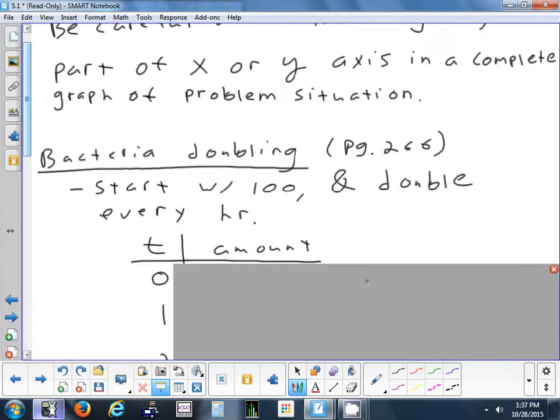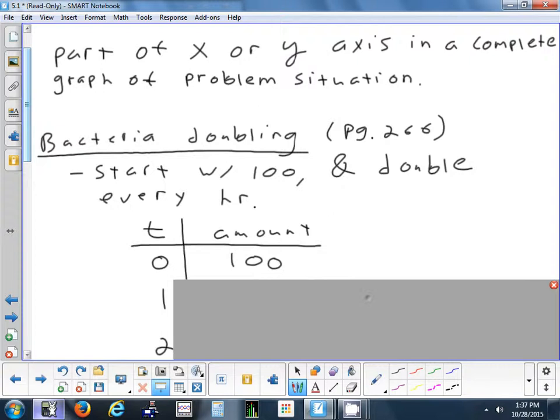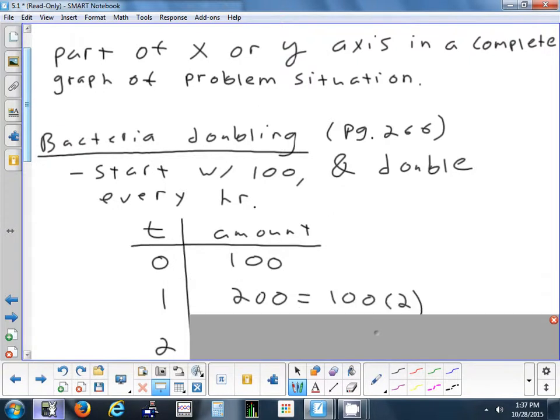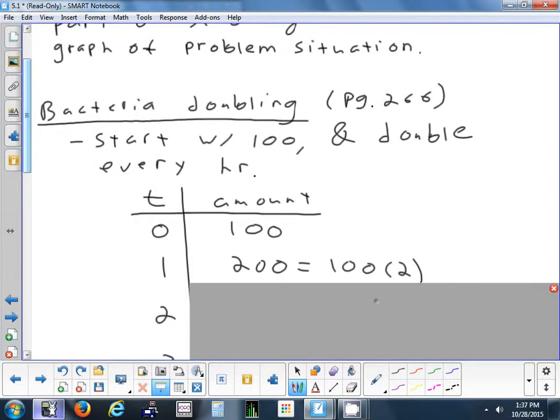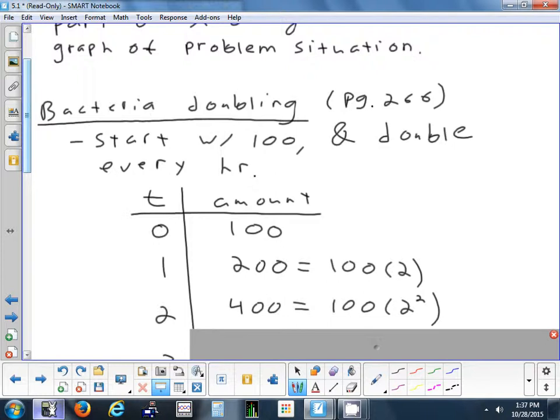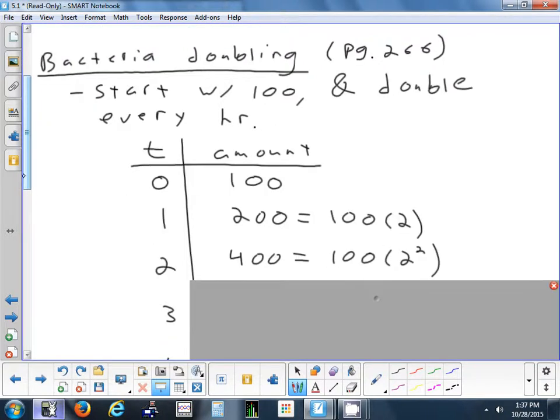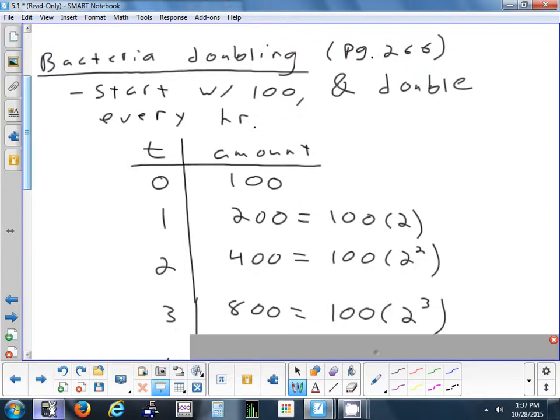Okay, how many bacteria do we have at the start? 100. Okay, after an hour, how many? 200. And I'm just going to write 200 using the original amount and 2, just so you can see a pattern here. How about after 2 hours? 400. After 3 hours, we got 800.